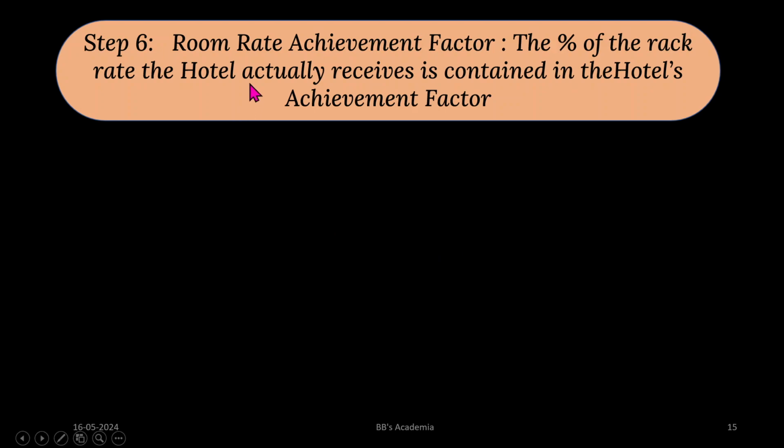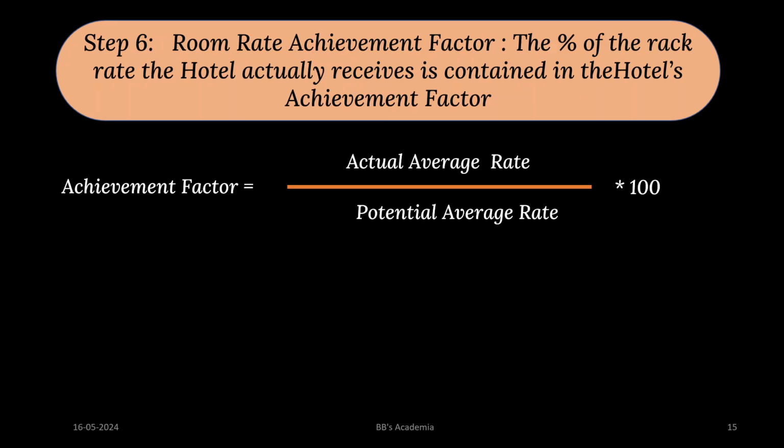Now next one, room rate achievement factor. The percentage of the rack rate the hotel actually receives is contained in the hotel's achievement factor. What is that? Achievement factor is actual average rate divided by potential average rate multiplied by 100.